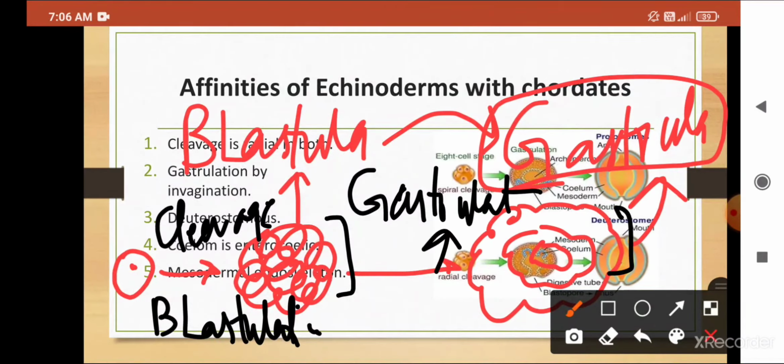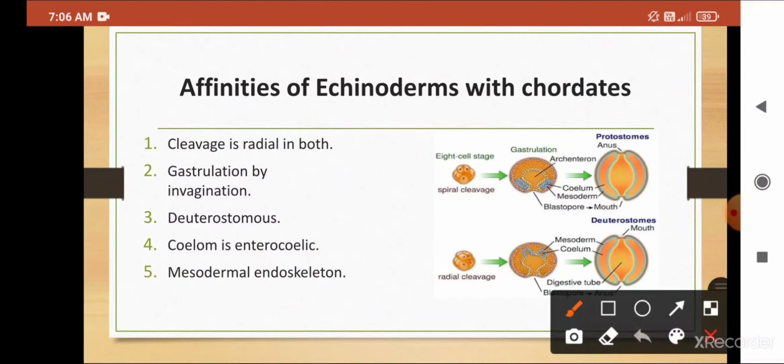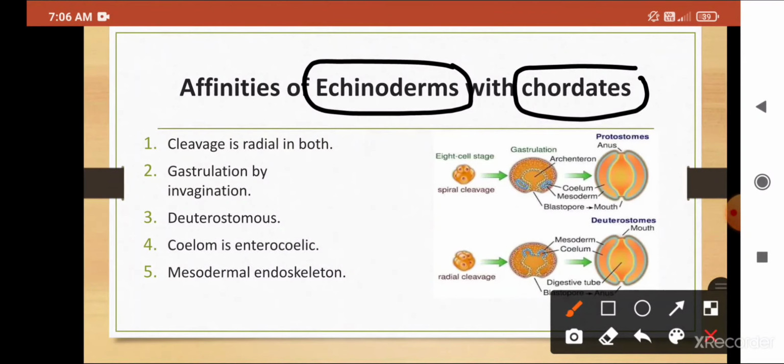While the arrangement of cells can be of many types, if we look at echinoderms and chordates, the kind of gastrulation is through invagination. That is, the mesoderm layer comes inside like this. Here in this diagram it is shown in blue color.